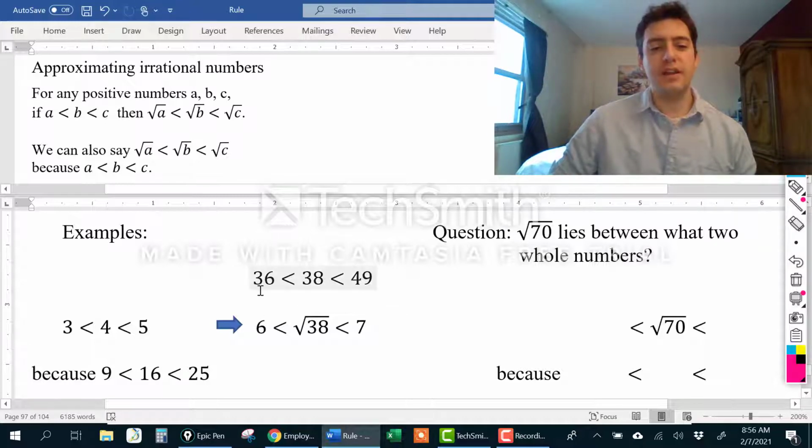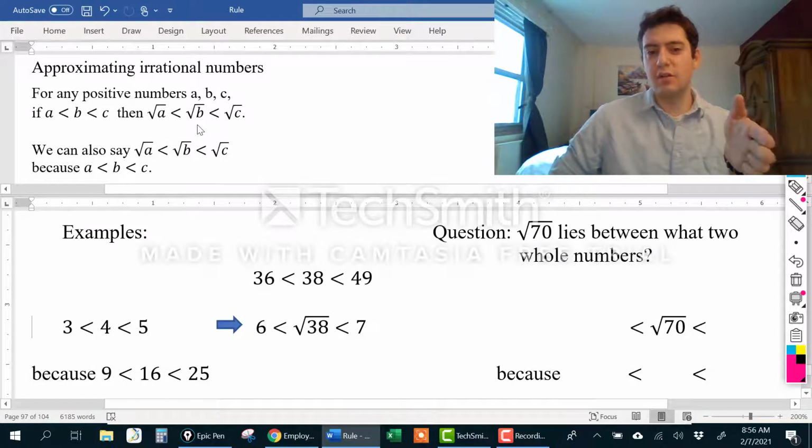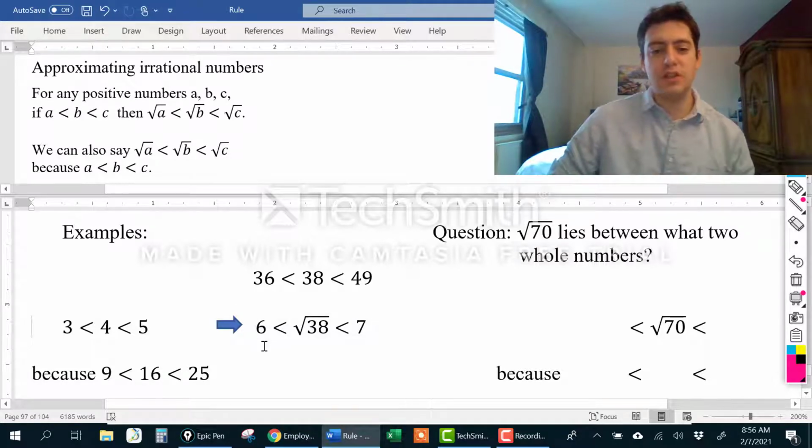But if this is true, which is my a is less than b, which is less than c part, then the square roots of those numbers must also follow: the square root of a is less than the square root of b, which is less than the square root of c. So what is the square root of 36? Well, the square root of 36 is just 6, because 6 times 6 is 36. The square root of 49 is 7, because 7 times 7 is 49.